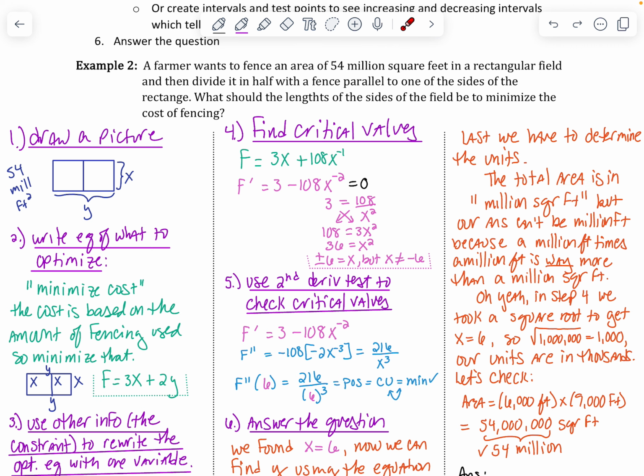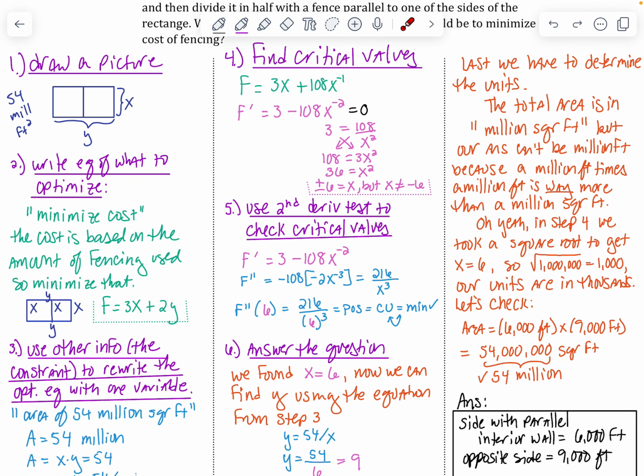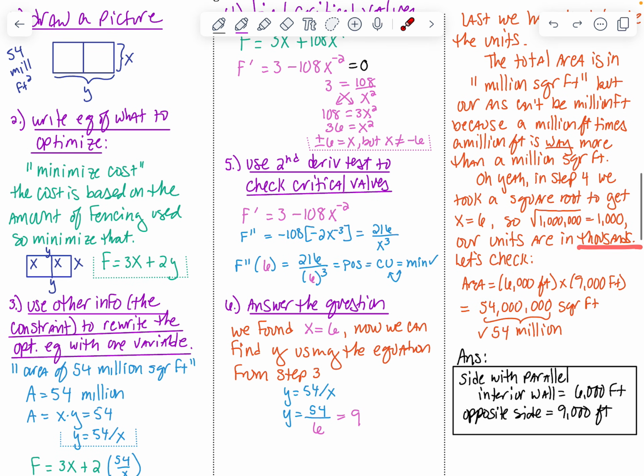We were told the total area is 54 million square feet, but our answers cannot be in millions of feet because 6 million times 9 million is way more than just 54 million. Well, here's where you had to be careful on this one. In step 4, even though you don't see it written over here, I took the square root of both sides, if you remember. So I changed my units from millions to square root of millions, which is 1,000. So I believe the answer should be in thousands.